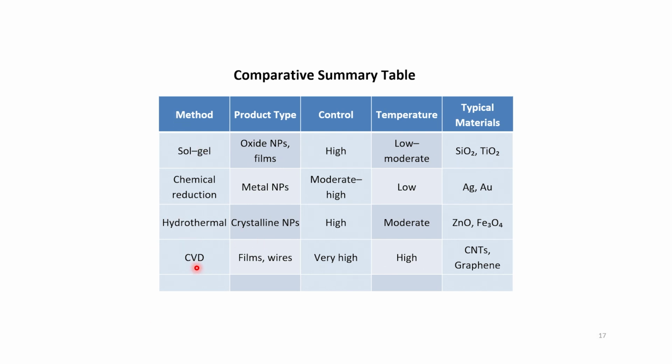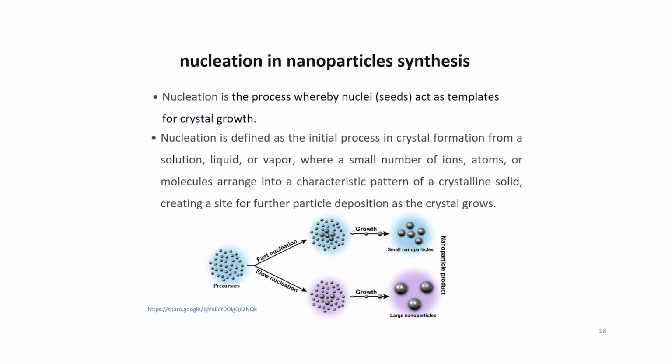Then there can be chemical vapor deposition, which is mostly used to create films and wires. So you are depositing something on a surface, so you can create films and wires easily. Control is very high, so you can precisely create what you want to create. Then temperature is high. High temperature is required in chemical vapor deposition, and typical materials that are synthesized are carbon nanotubes and graphene.